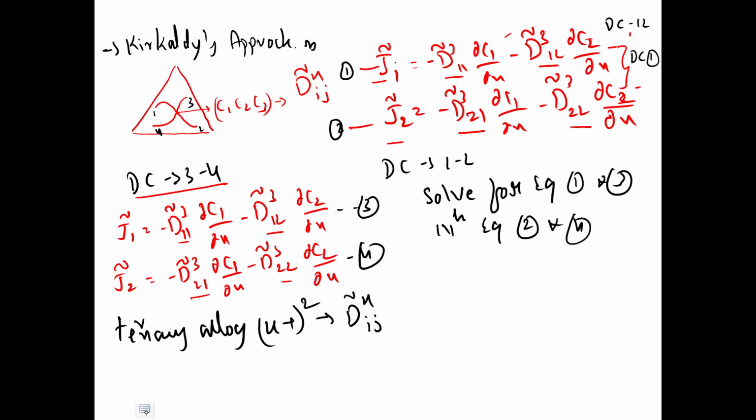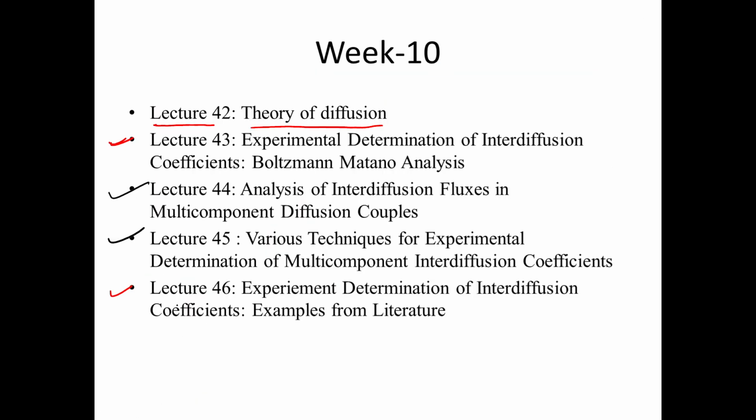After that, last is about experimental determination of interdiffusion coefficients for examples from the literature. These are the current examples that we have carried out in our research work in the labs and got from the literature. So if you find any journals or papers, you can determine your own interdiffusion coefficients and fluxes from those graphs or plots.